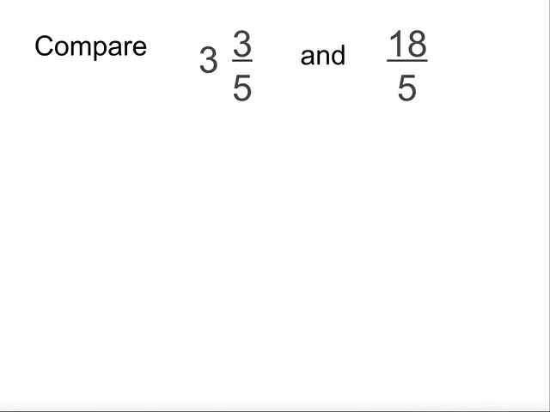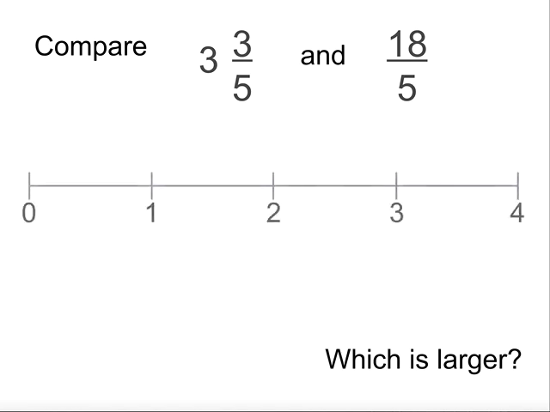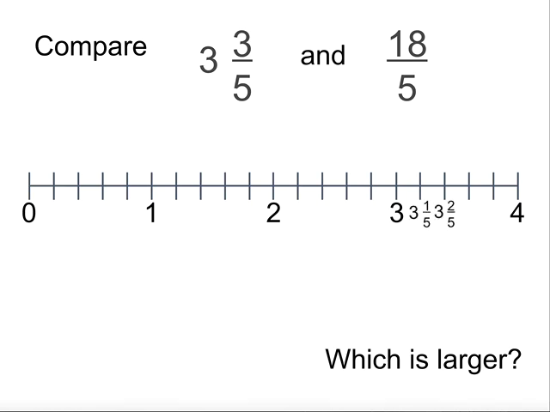Now let's compare 3 3/5 and 18/5. Which is larger? We know from our mixed fraction it is more than 3 but less than 4. Because we are looking at fifths, we can add our lines in, and then 3 1/5 is there, then 3 2/5, and 3 3/5 is there.